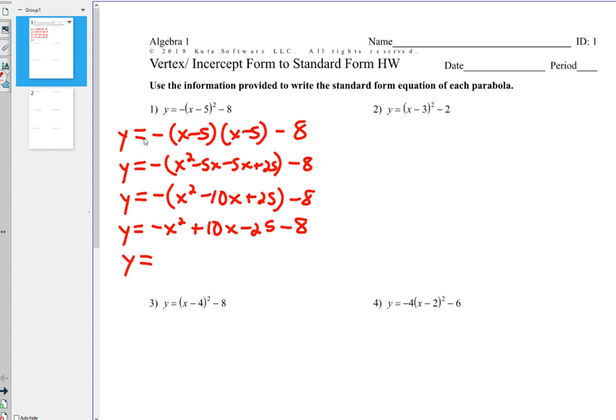Negative x squared plus 10x, the only like terms left are negative 25 and negative 8, which ends up giving me negative 33. So if I were to ask you at the end, what's a, what would you say? Negative x squared. Well, no, just the number in front, which is negative 1. And that's the same a I had at the beginning. The a's don't change when you go from vertex to standard. But now when I ask you what's b, what would b end up being? B would be 10, and what is c? Negative 33. So that way will always work.